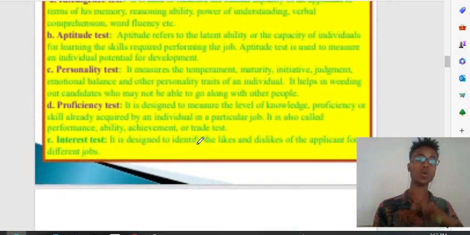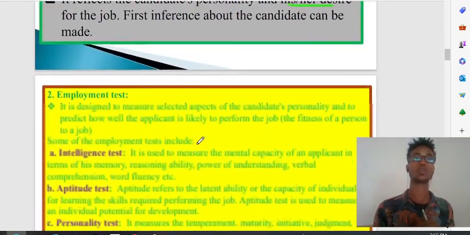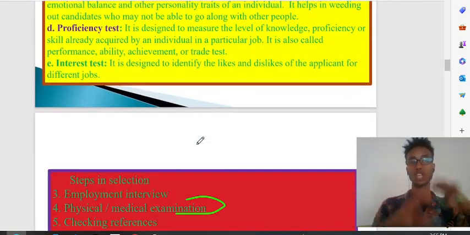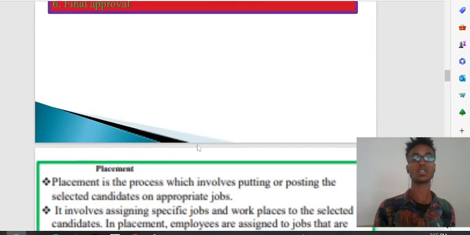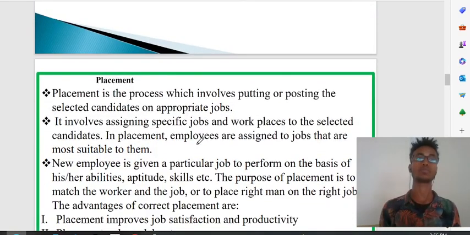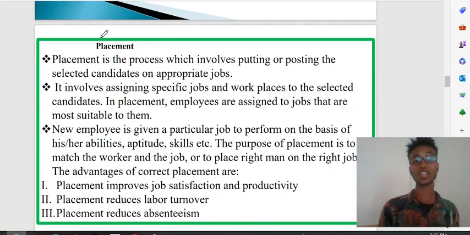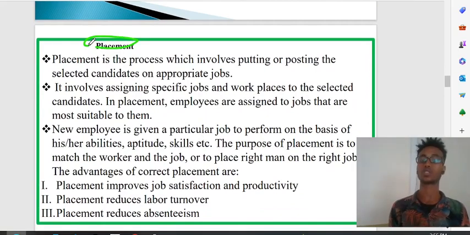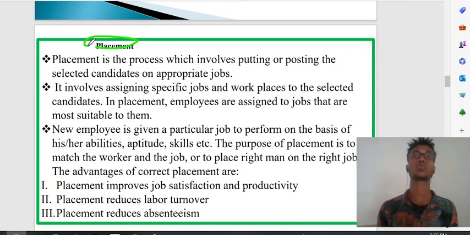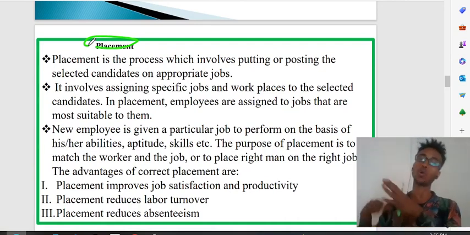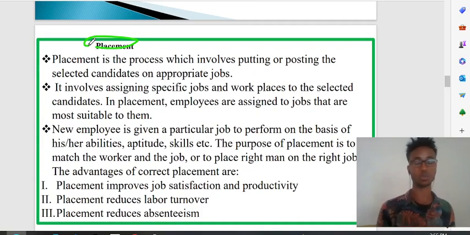After we finish all of the selection process, we come to placement. We place that employee in a particular job, in a particular position that we wanted. Placement is a process which involves putting or positioning the selected candidate into appropriate jobs.